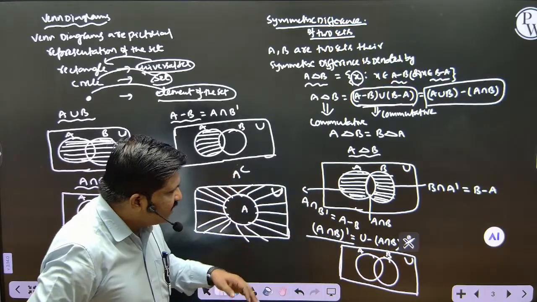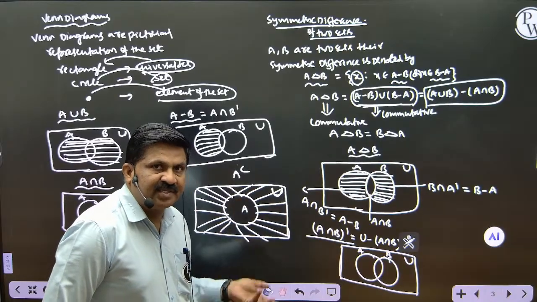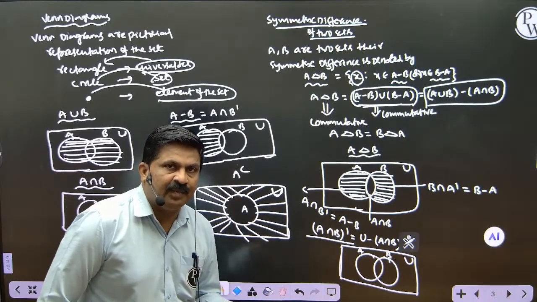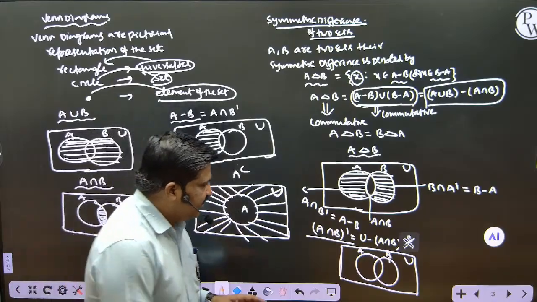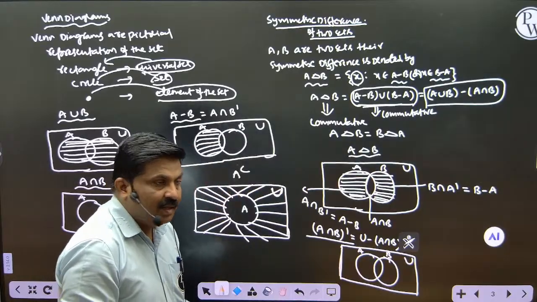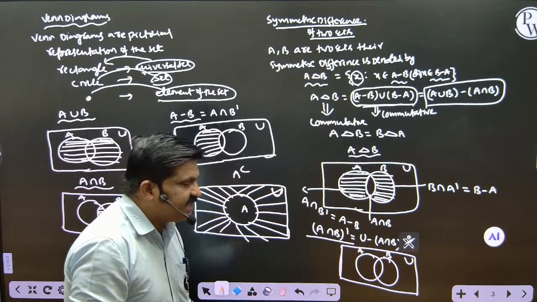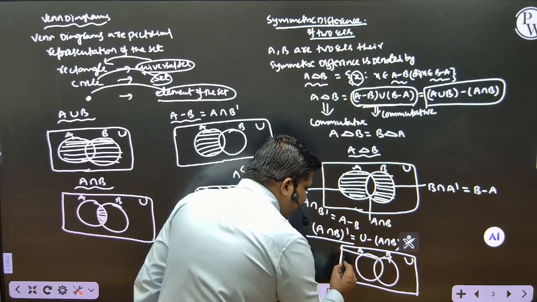Why? What is the meaning of complement? Delete that set from the universal set, or not. The meaning of complement is deleting a set from the universal set. So the whole rectangle is your universal set. From that you delete A intersection B, meaning only this part. Then the remaining part gives this one, or not.